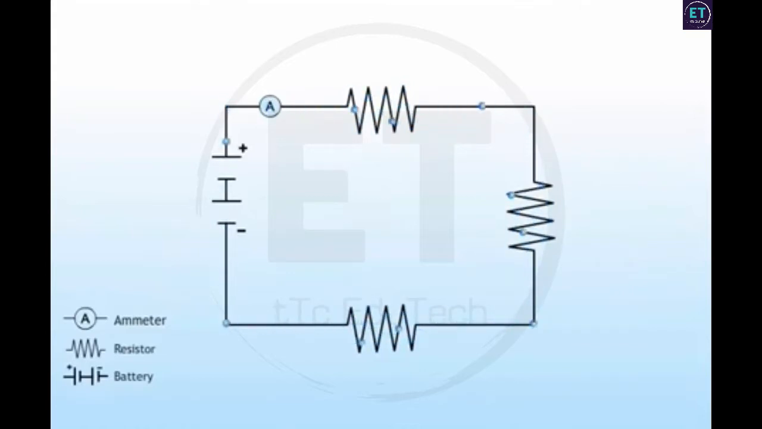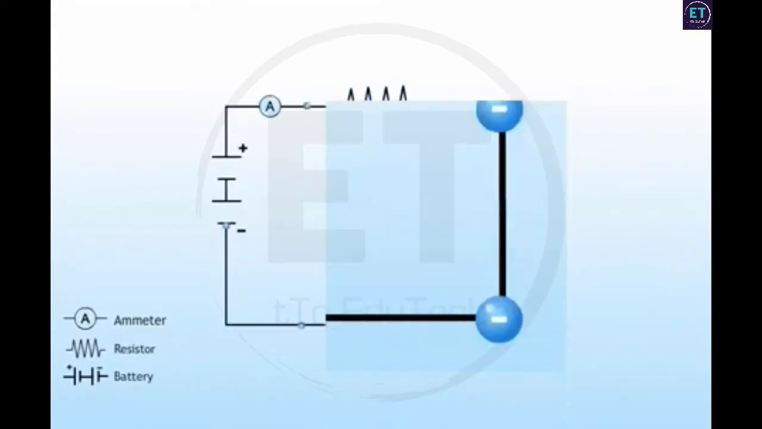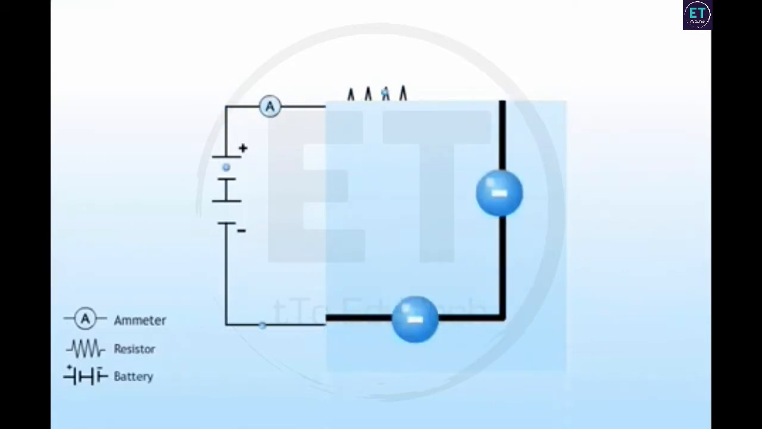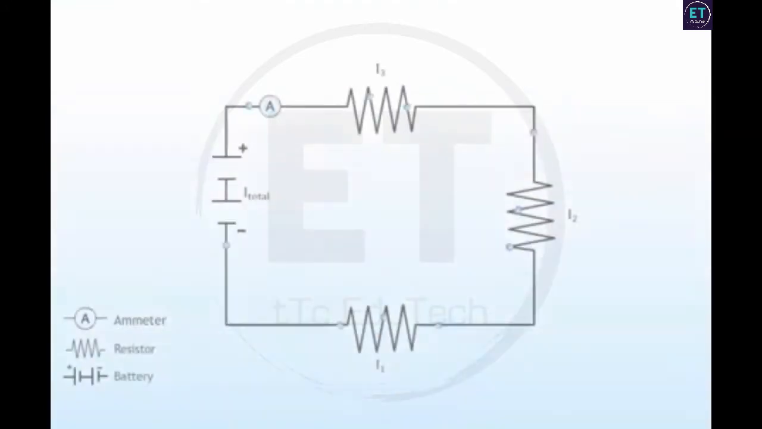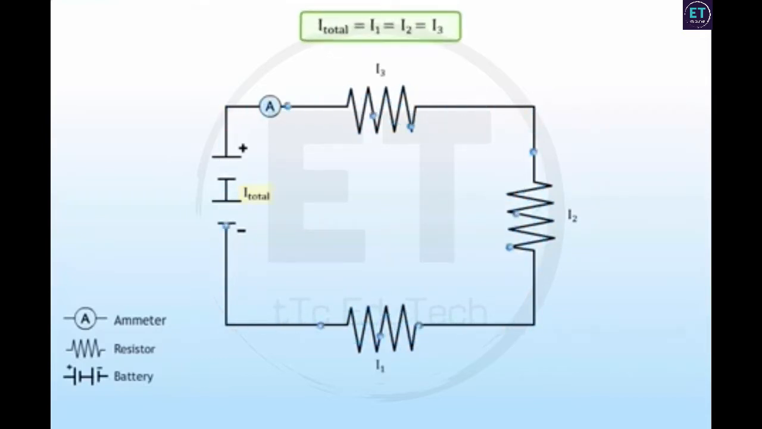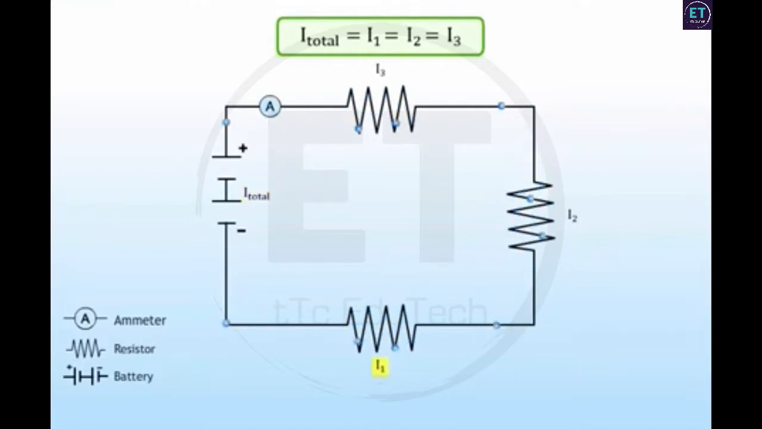Thus, charges can be thought of as marching together through the wires of an electric circuit, all at the same rate. The amount of current flowing through the circuit is the same at all points. The current in the first resistor is equal to the current in the last resistor and the current in the battery. That is, the total current passing through a circuit is equal to the current at any point in the circuit. Mathematically, you can write I total is equal to I1 is equal to I2 is equal to I3.